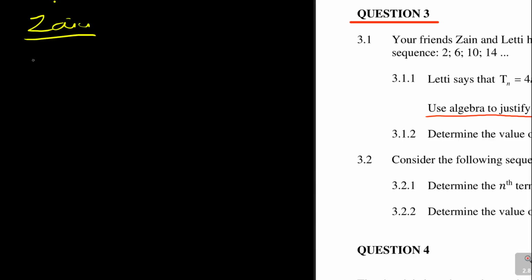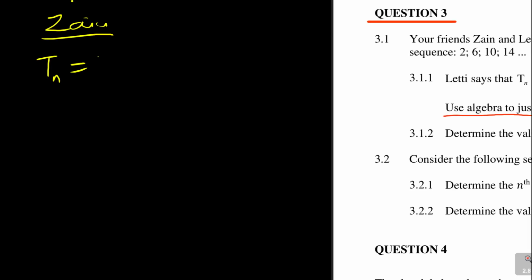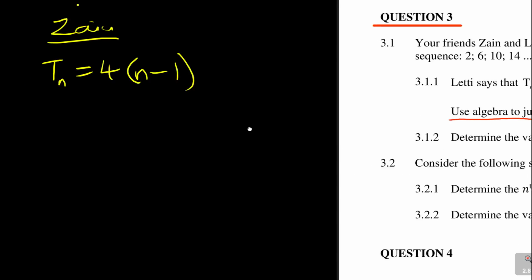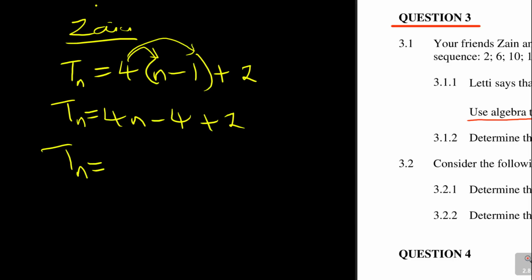So for Zane, Tn is equal to 4 into n minus 1, and then plus 2. Let's simplify this. Tn is equal to, open the bracket, so we have got 4n minus 4, and then after that plus 2. So Tn is equal to 4n minus 2.